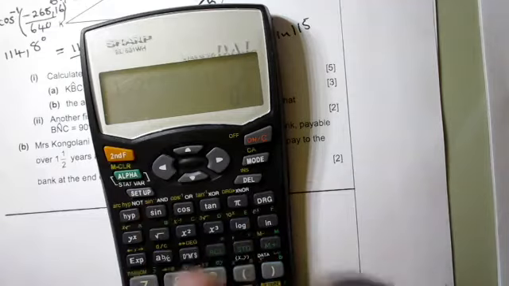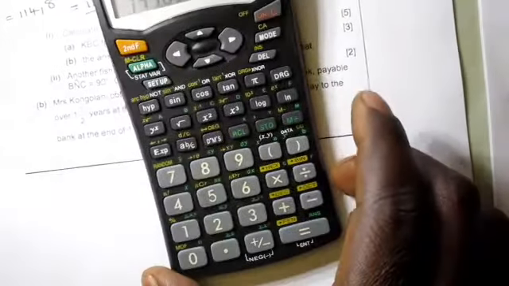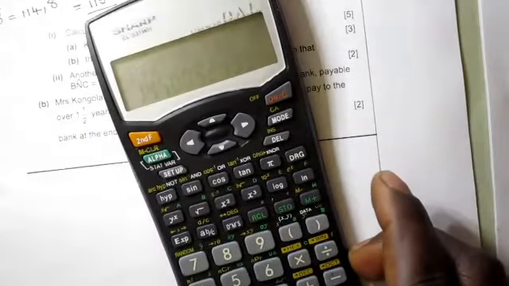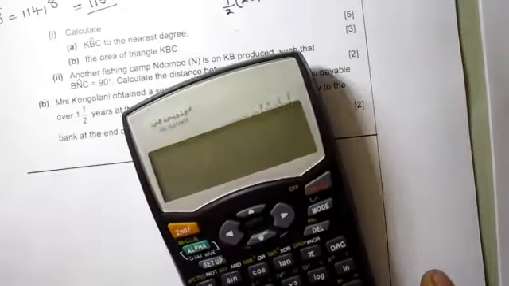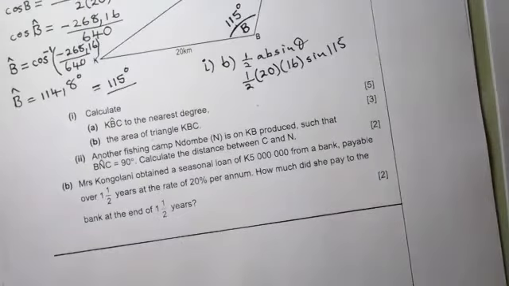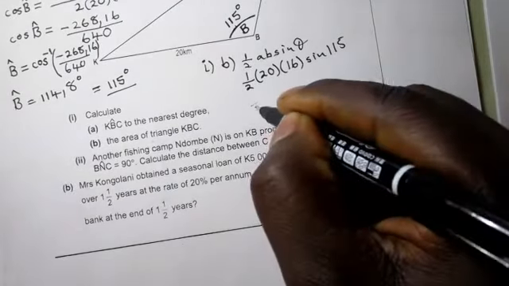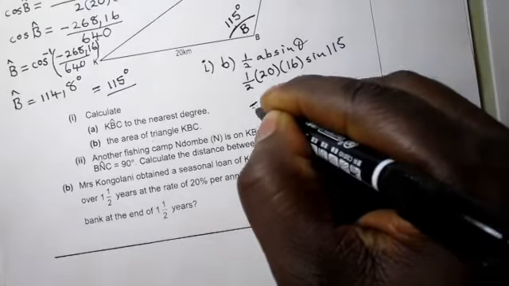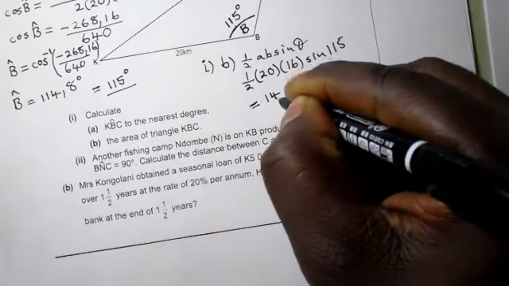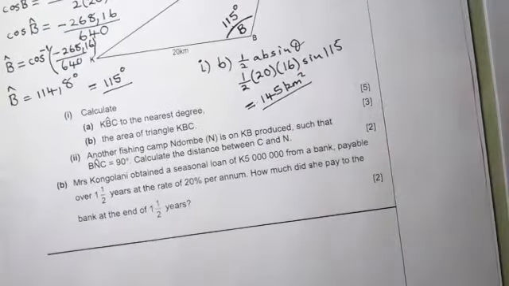Then you punch sine 115 equals. You press equals. You get 145. So your answer is 145 square kilometers. Since area uses square kilometers, I'm going to write 145 square kilometers as my final answer. I hope you are listening, class.